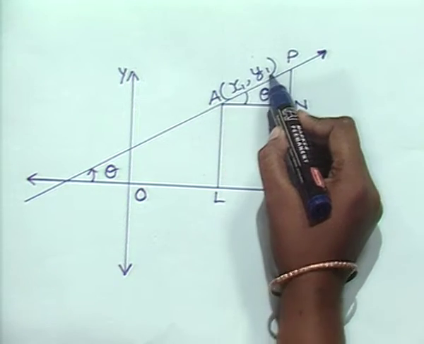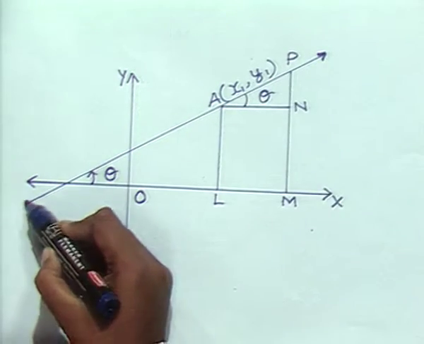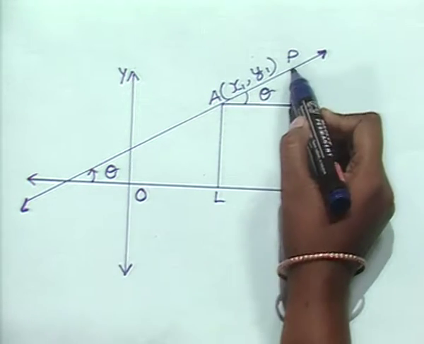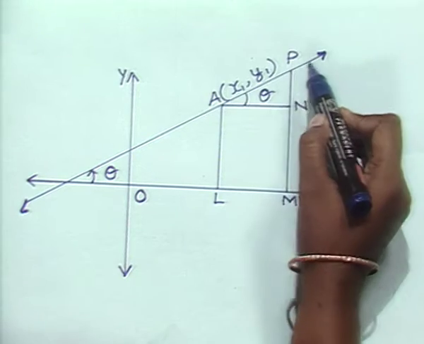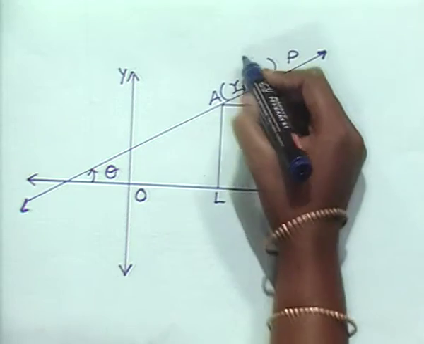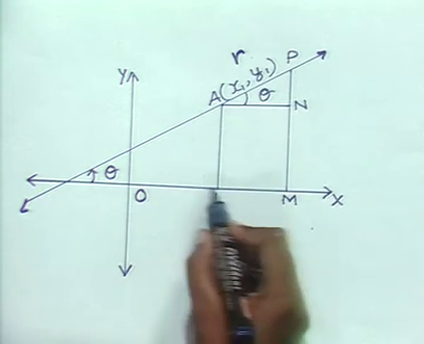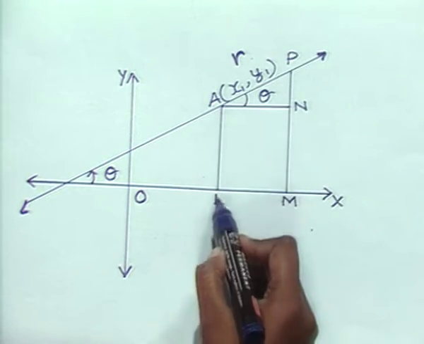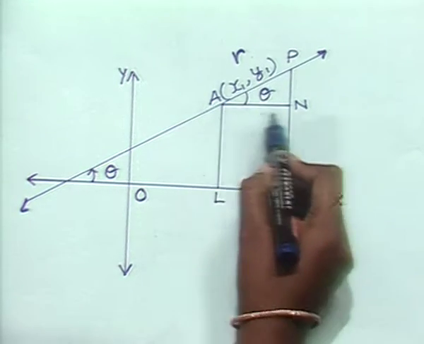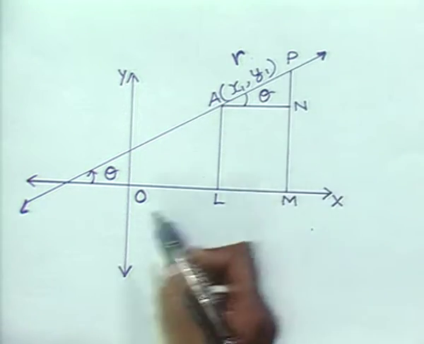We have one more form of equation of a straight line. A straight line is passing through a point A with coordinates x1, y1, and it is inclined at an angle of theta with the positive direction of x-axis. In order to find the equation of this line, we have to first of all take any point P such that AP is equal to R. Now we draw perpendiculars AL, PM on the x-axis and AN on PM.